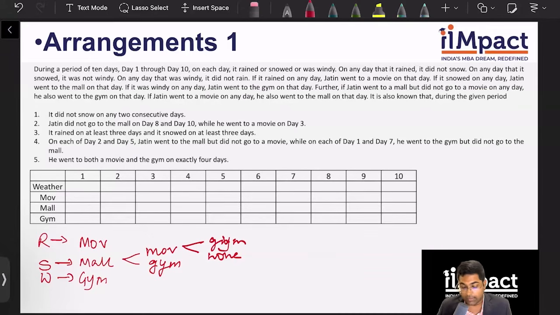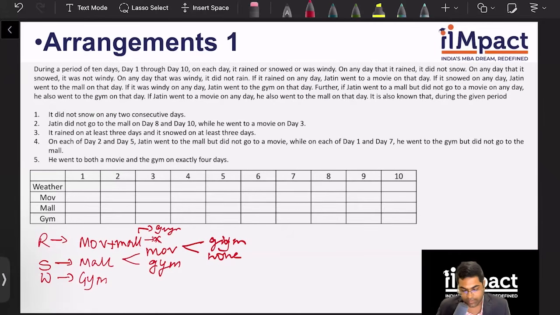Next, what does the line tell me? If Jatin went to a movie on any day, he also went to the mall. So movie and mall are definitely together on a rainy day. Again, here I don't know whether he goes to the gym or not. So again, I will have two cases: gym or no gym.